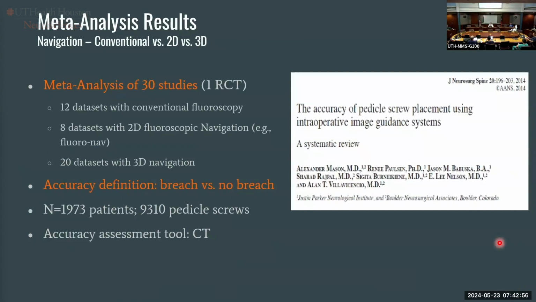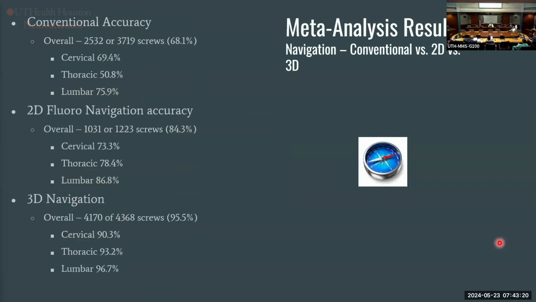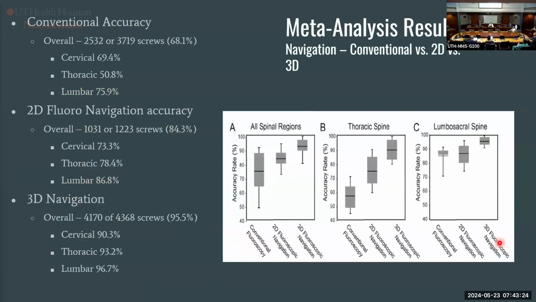It was 30 studies with 40 data sets looking at conventional fluoro, so just getting x-rays in real time, versus 2D fluoronav, and then 3D navigation, so CT-based navigation intraoperatively. And their accuracy was simply breach or no breach, so very straightforward. So a little bit outside of the pedicle is a fail, completely in the pedicle is a pass. So 9,300 pedicle screws.